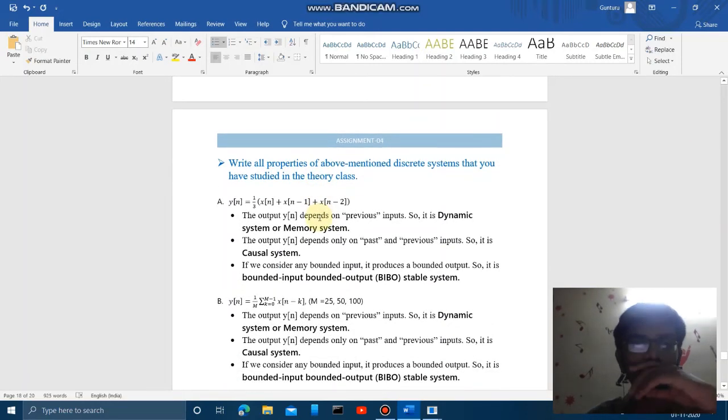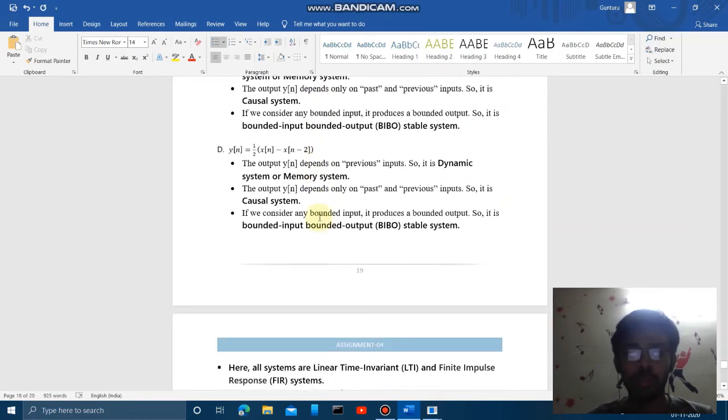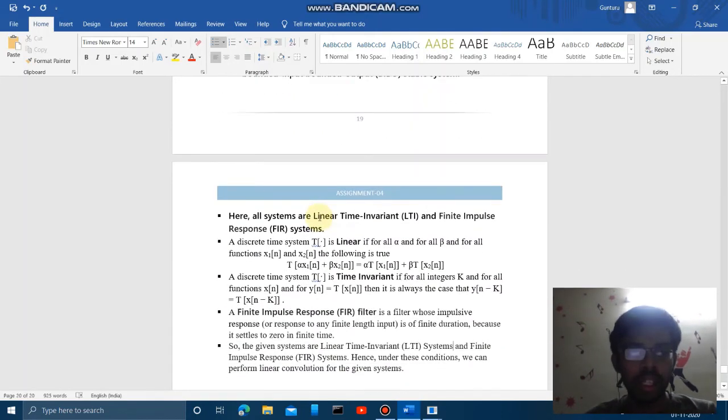In the next question, we have to write all the properties of the above mentioned discrete systems that we have studied in the theory class. Before discussing these properties, I will make one point clear. Here, all the systems are linear time invariant and finite impulse response systems. I will prove this point by stating the definitions.